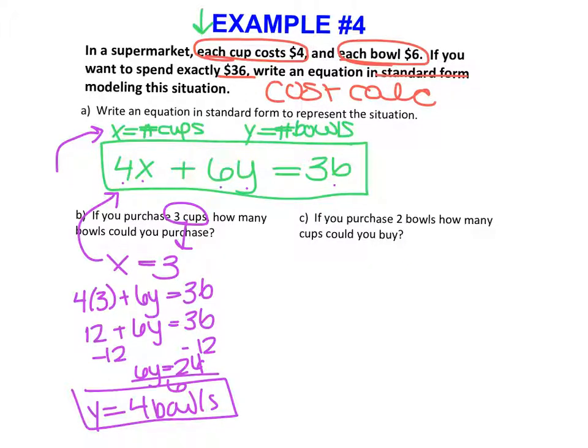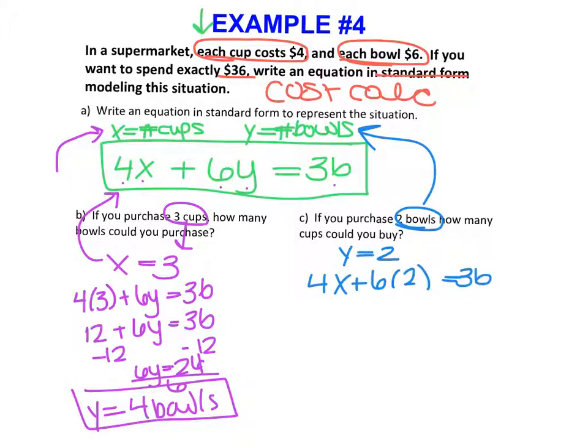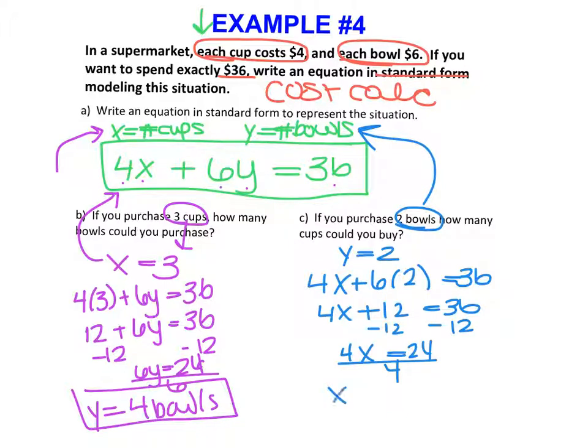Now on the flip side, if we look at part C, this says if you purchase 2 bowls, and remember bowls is my y variable, so this is saying y is equal to 2. So we go to our equation and we have 4x plus 6 times 2 is equal to 36. 6 times 2 is 12, so we have 4x plus 12 equals 36. We'll subtract 12 from each side. So we have 4x is equal to 24, divide by 4. And I find that if we buy 2 bowls, we can then buy 6 cups and spend exactly $36.